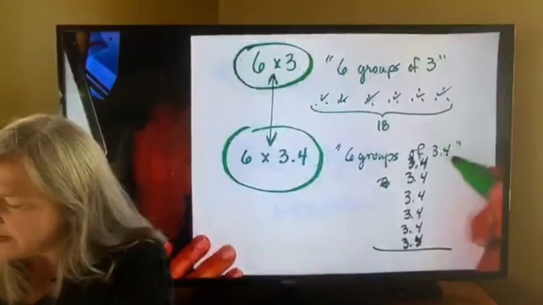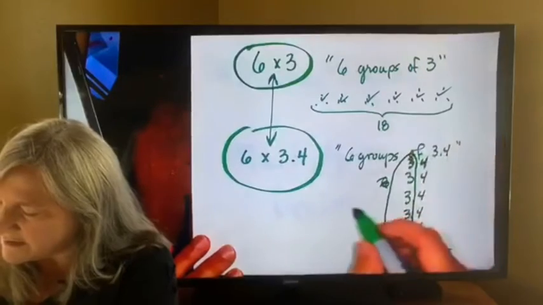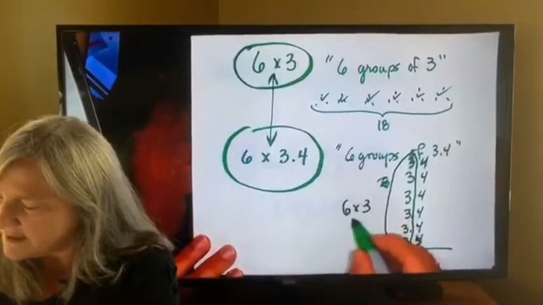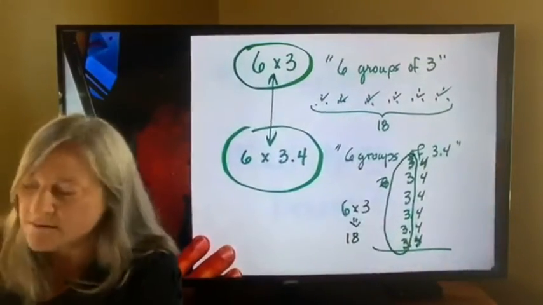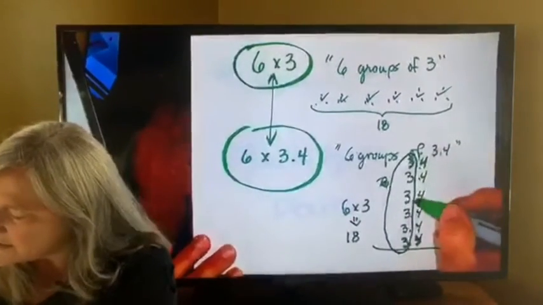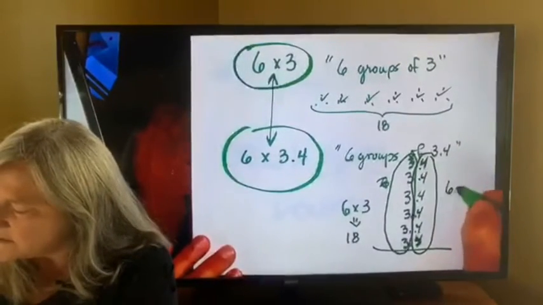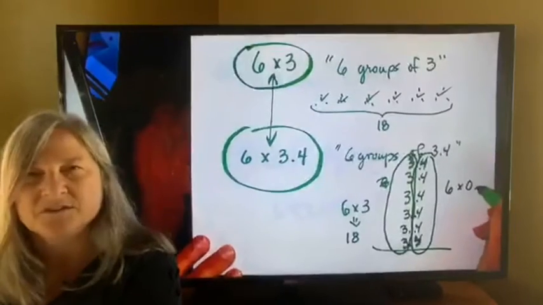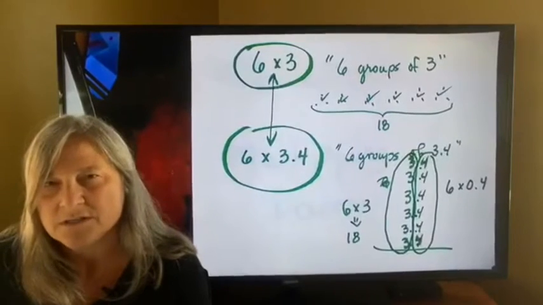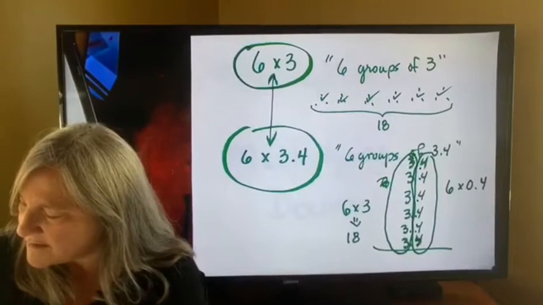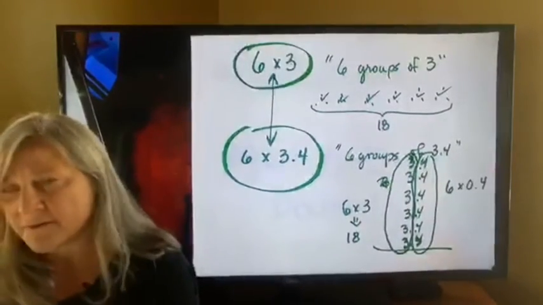All right, so what do we have here? So we have 6 chunks of 3 over here, 6 chunks of 3, and we know that one is 18. We just did it up here. But then we have this extra stuff. I'm going to put my decimal here because I covered it up. We have this extra stuff. We have 6 groups of, I'm going to put a 0 there just so that you can see the decimal point, 6 groups of 0.4. What does that mean? Well, we can add up all those 0.4s and figure out what that means.